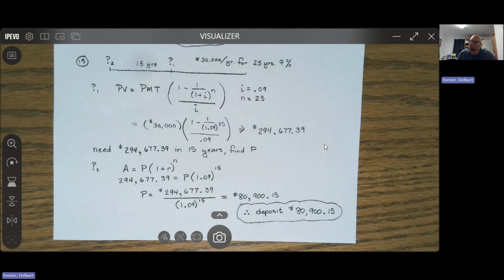So again, this is a little cleaner to look at to calculate. There's not quite as much ugly on that formula. Calculator runs for $80,900.15. So to set up that annuity today, he should invest $80,900.15. And at the end of that 15-year interval, he is set to be able to withdraw $30,000 each year for a span of 25 years. And that is our final solution for problem 13.